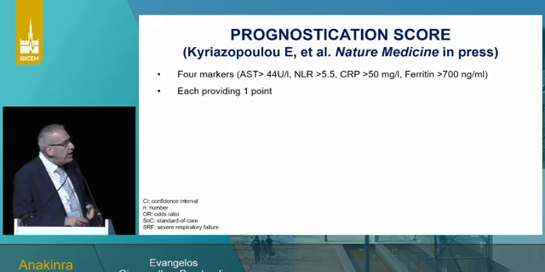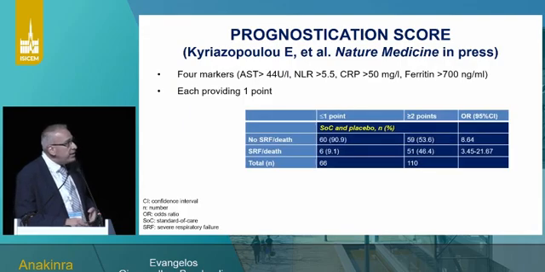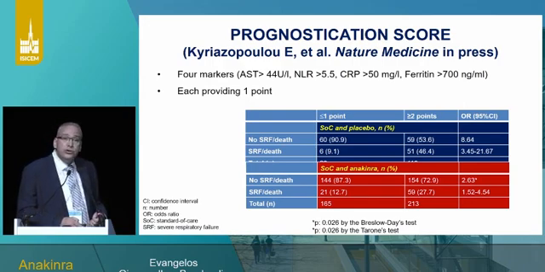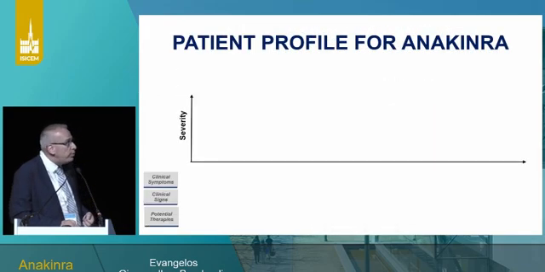This is a score. Each of this provides 1 point. And you see that patients who score 2 or more points and they are getting treatment with placebo, they have an odds ratio either to die or to develop ARDS after 28 days, which is 8.64, and this decreases significantly to 2.63 after 28 days. So this score can very well replace SUPAR.